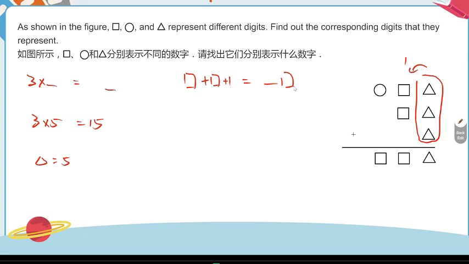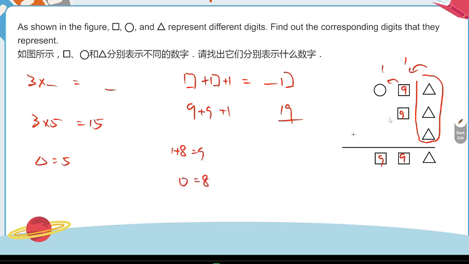And if you are familiar with this, you'll find the square is 9. Because we know 9 plus 9 is 18, and 18 plus 1, we just got a 19. So this is 9, this is 9. We have a carry over 1 to the higher place. What do we circle? 1 plus 8 equals 9. So the circle equals 8.